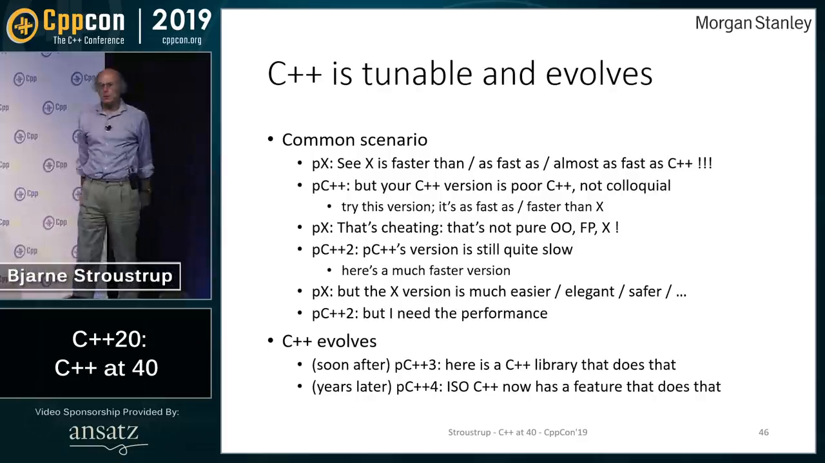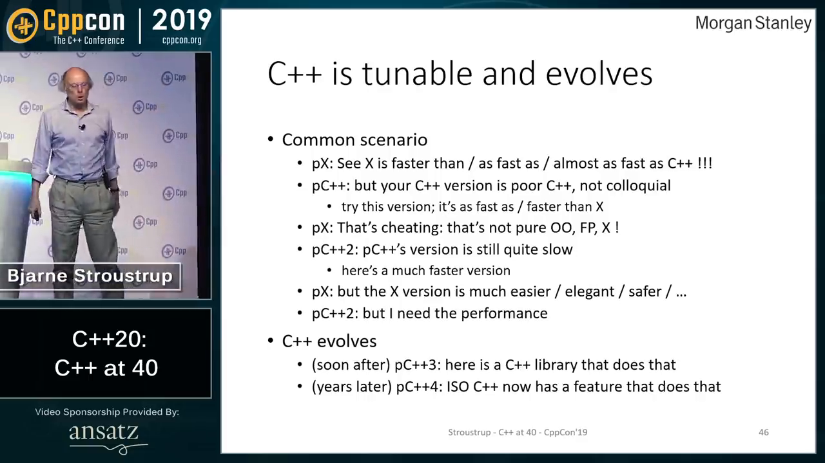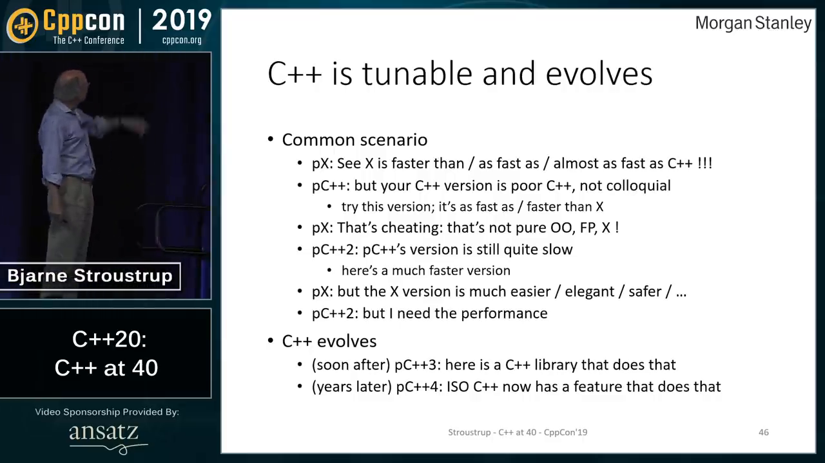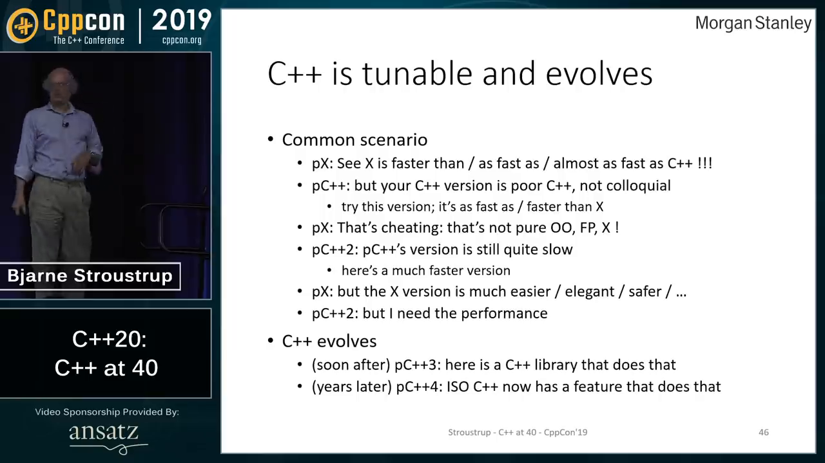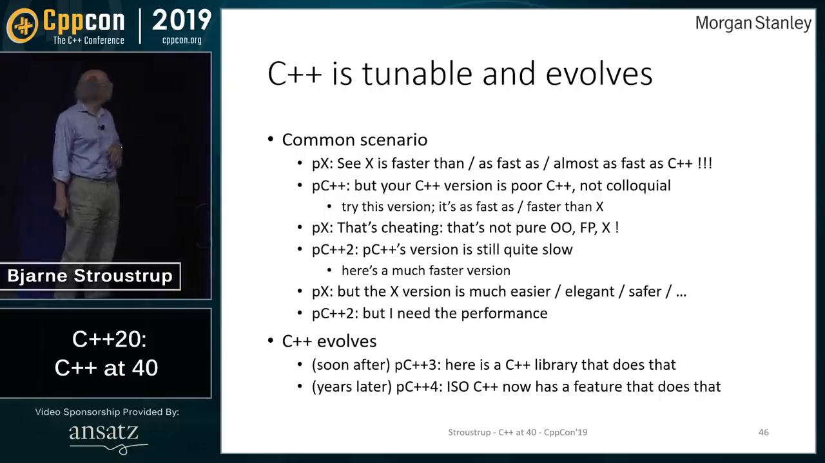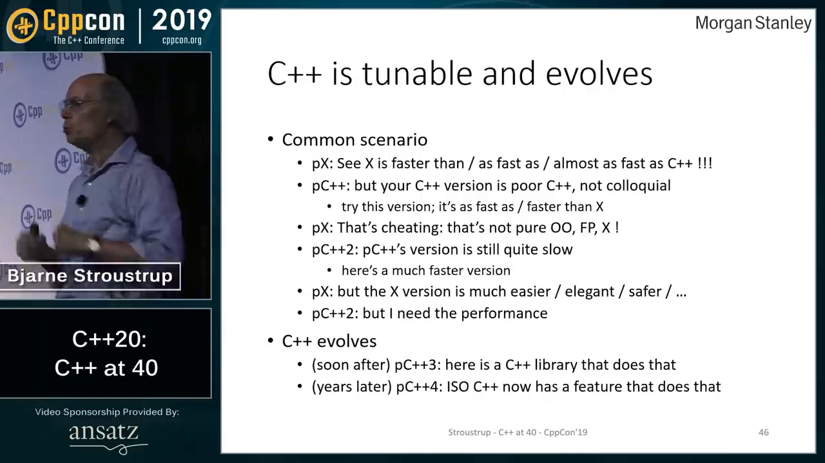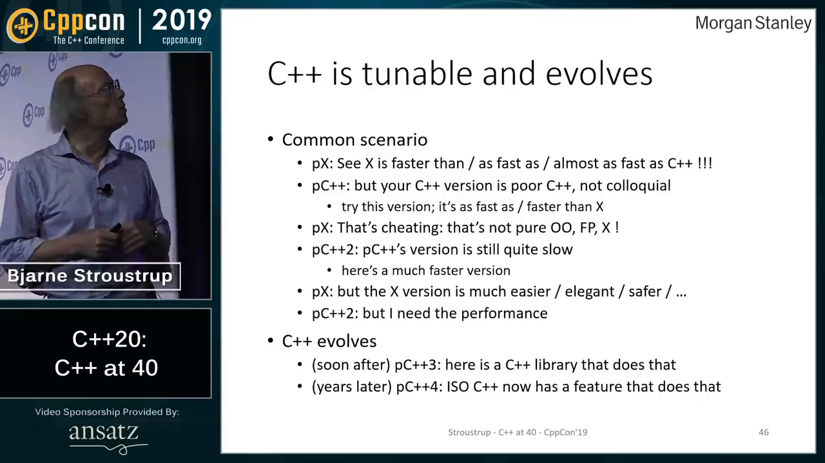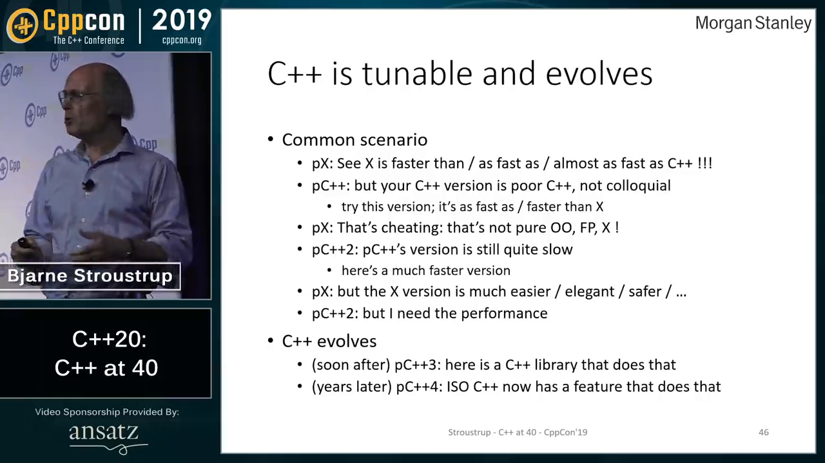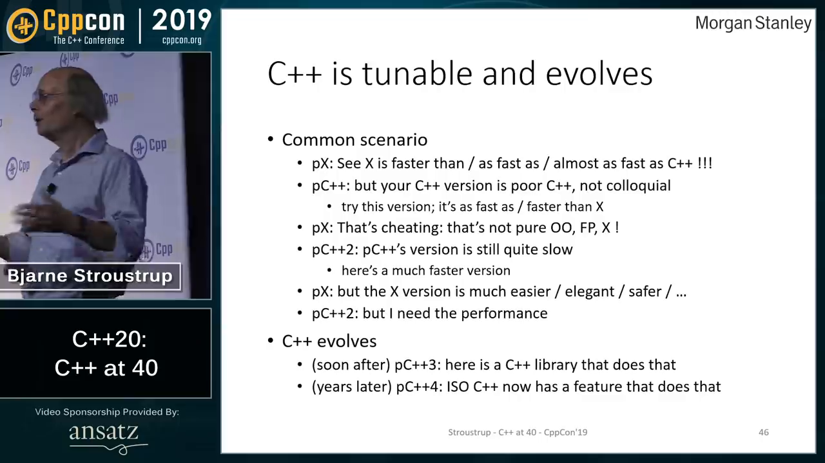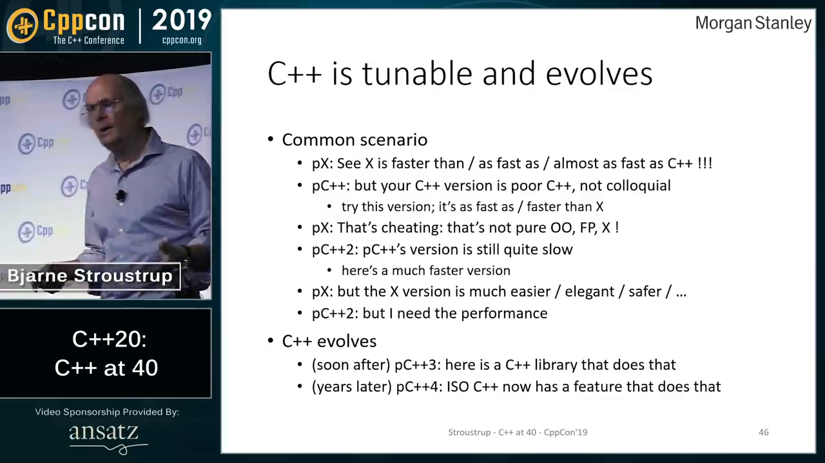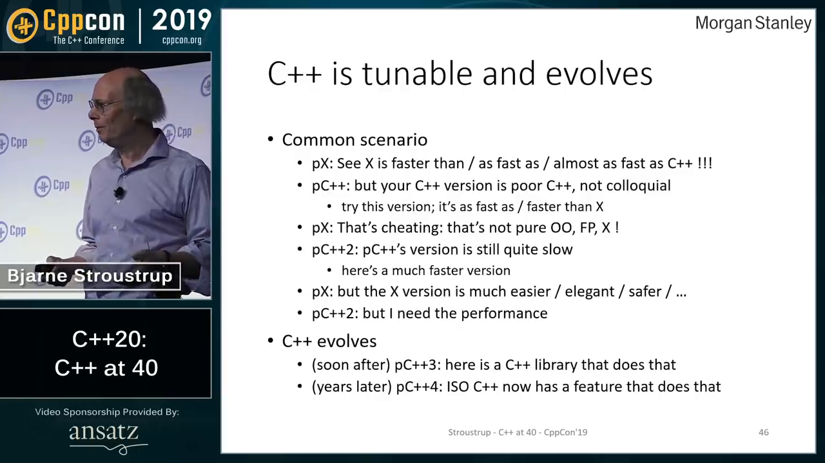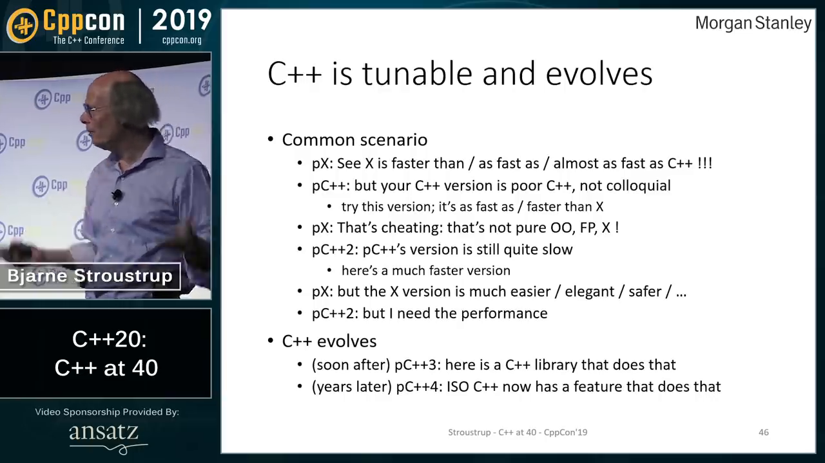Anyway, before this discussion got much further, another proponent of C++ comes in and says, you know, the first C++ programmer's version is not nearly as fast as it should be. Here's a much faster version. I've tuned it carefully. And by now, the proponent of language X says, but my version is much easier, simpler, cleaner. And some C++ proponent says, yeah, but I need the performance. I need the small size or whatever it is we needed.